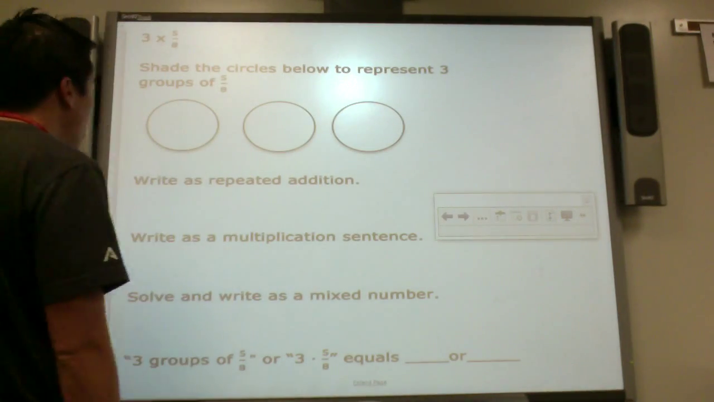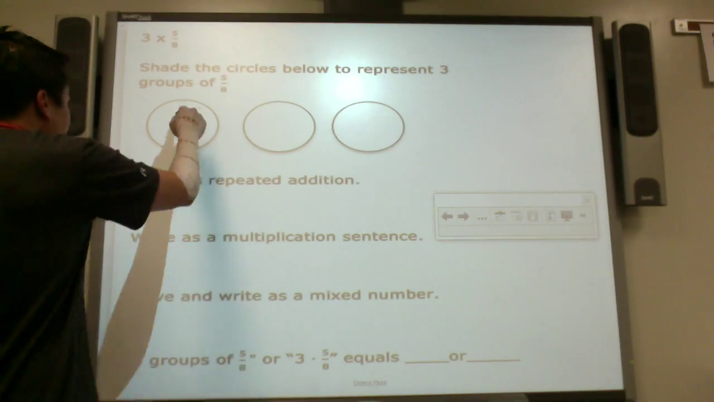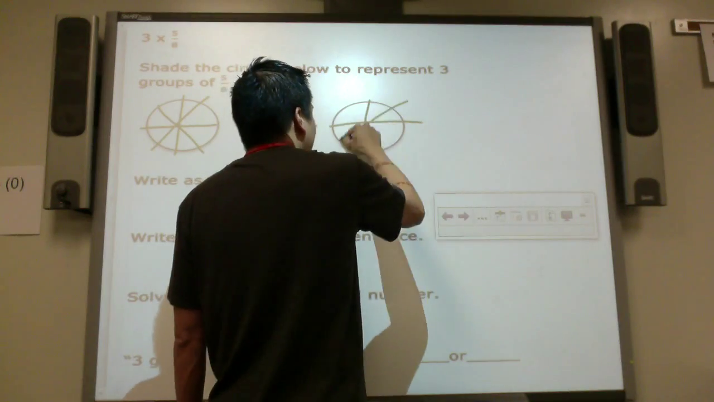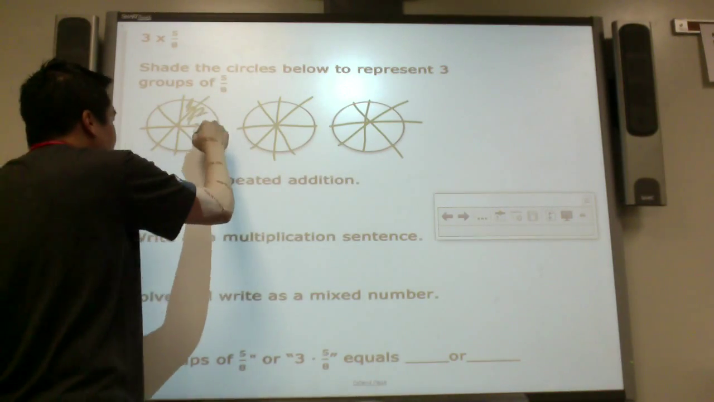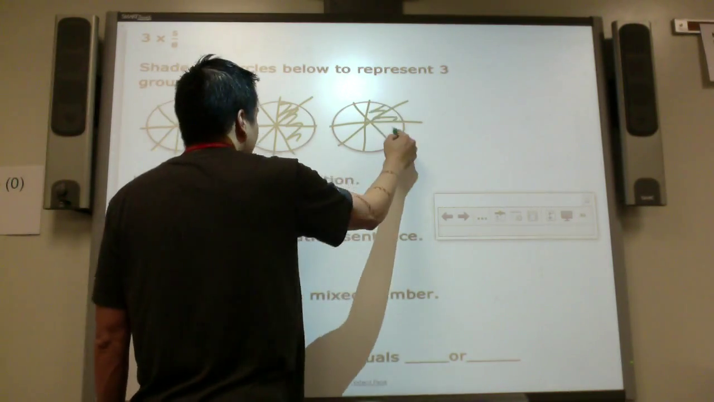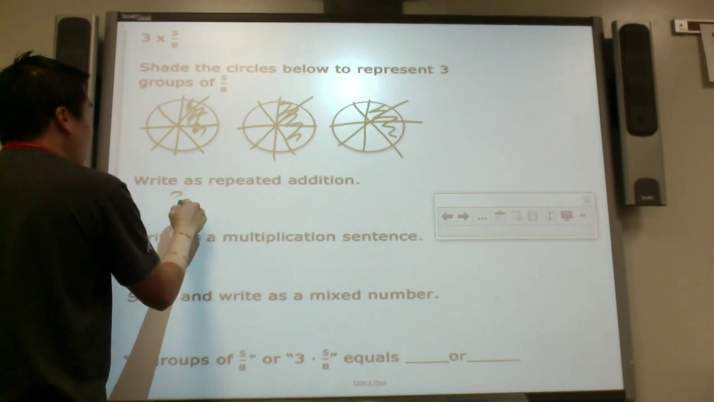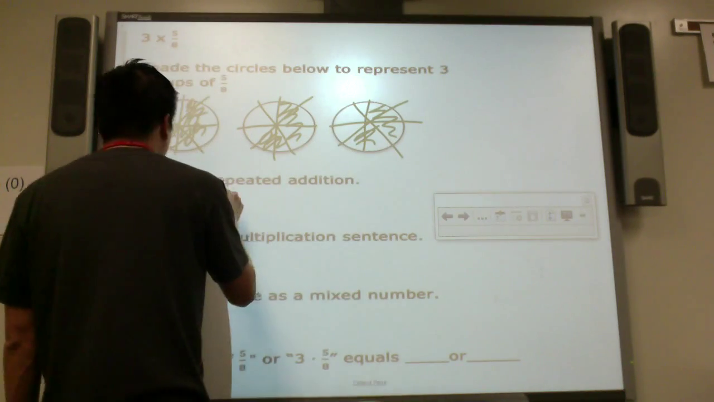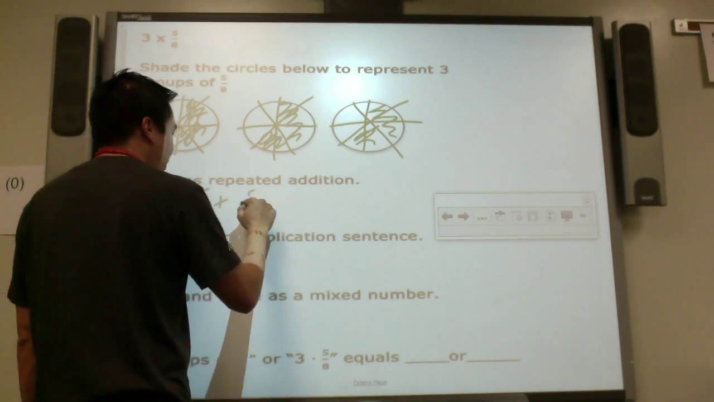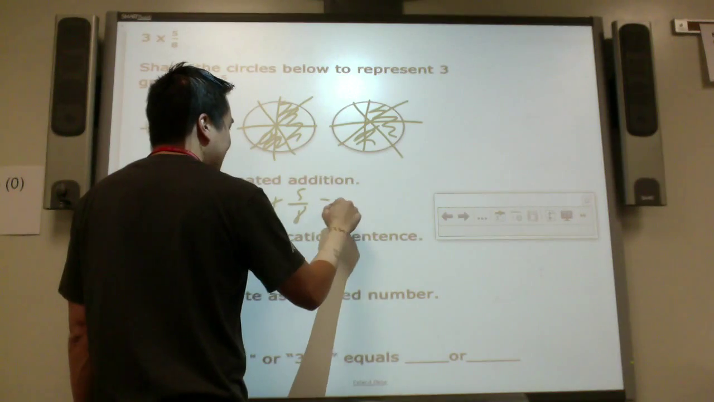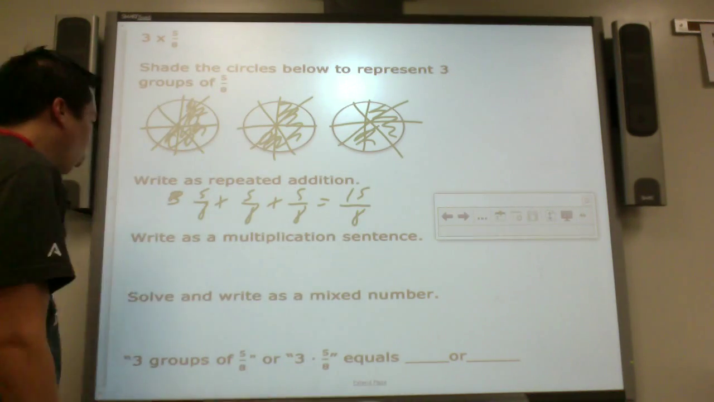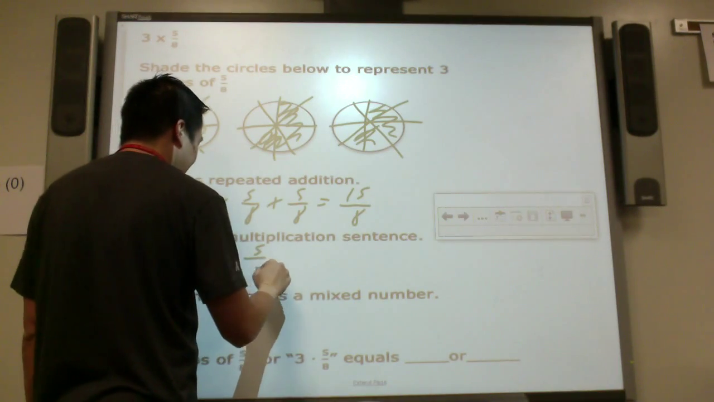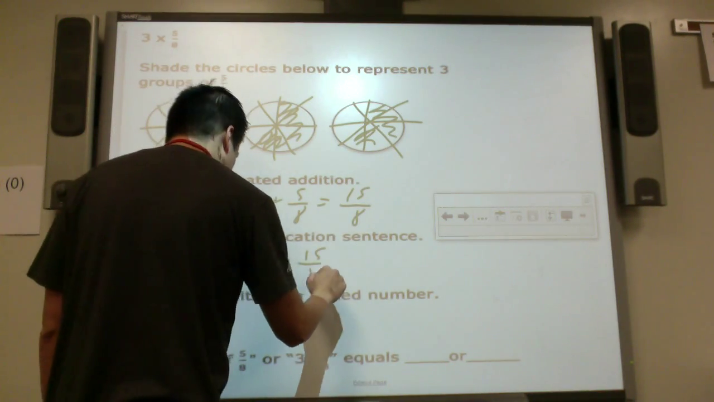3 times 5/8. Shade the circles below to represent 3 groups of 5/8. So we divide each circle into 8 parts. So shade in 5 of them, shade in 5 of them, and 5 of them. Write as repeated addition. So it says 5/8, 5/8, 5/8. So I have 5/8 plus 5/8 plus 5/8 adds up to 15/8. Write as a multiplication sentence. 3 groups of 5/8 must equal 15/8.